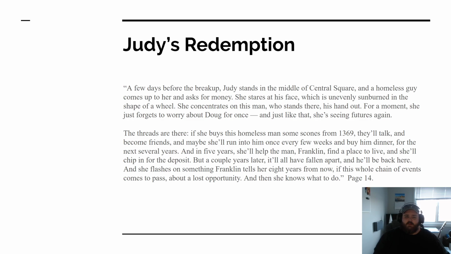A few days before the breakup, Judy stands in the middle of Central Square, and a homeless guy comes up to her and asks for money. She stares at his face, which is unevenly sunburned in the shape of a wheel. She concentrates on this man, who stands there, his hand out. For a moment, she just forgets to worry about Doug for once. And just like that, she's seeing futures again.